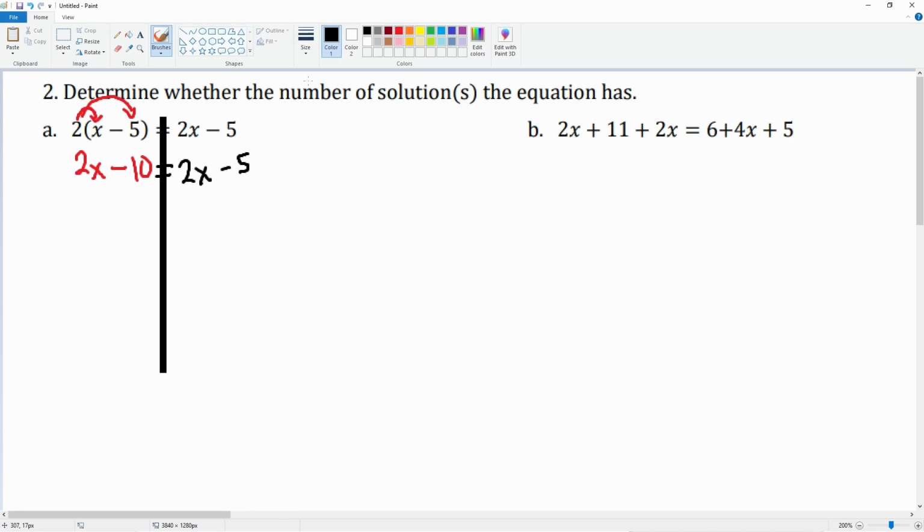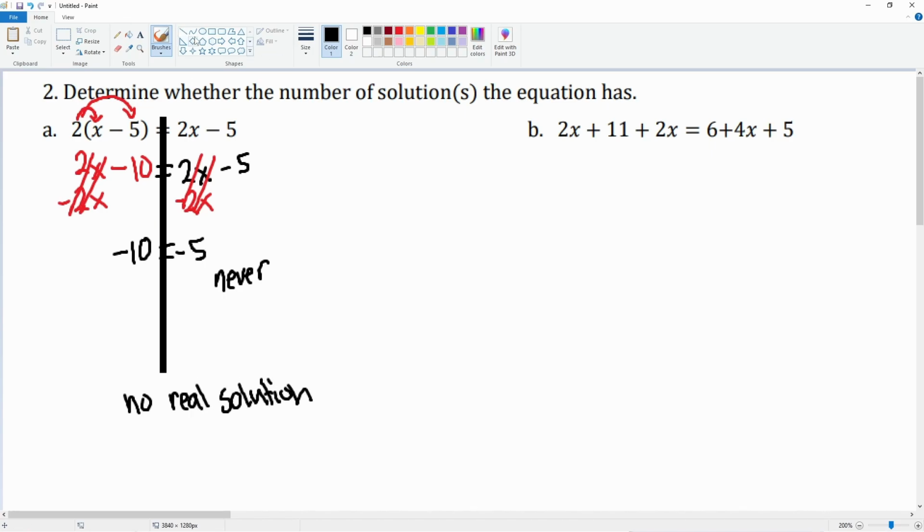Now we're trying to get the variable alone, so we're going to subtract 2x from both sides. 2x minus 2x will cancel everything. We're left with -10 is equal to -5. When is this possible? This is never. -10 is never equal to -5. So we would say this one has no real solution.